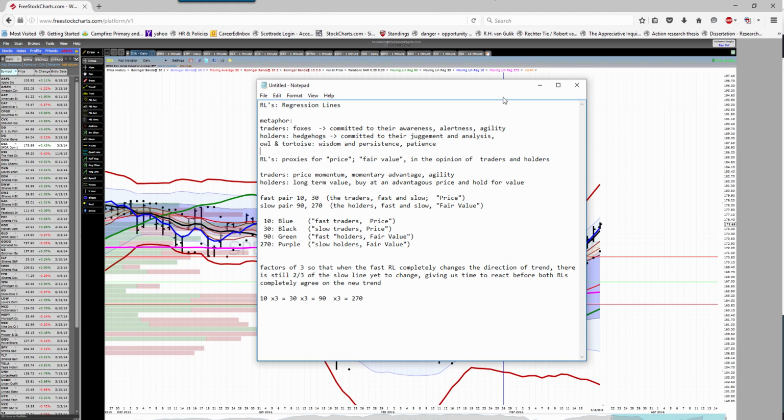So let's take a look now at how this unfolds on a chart. Let's build our chart from the ground up using the free stock charts.